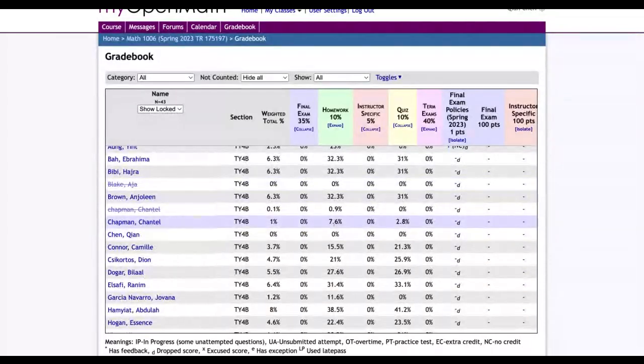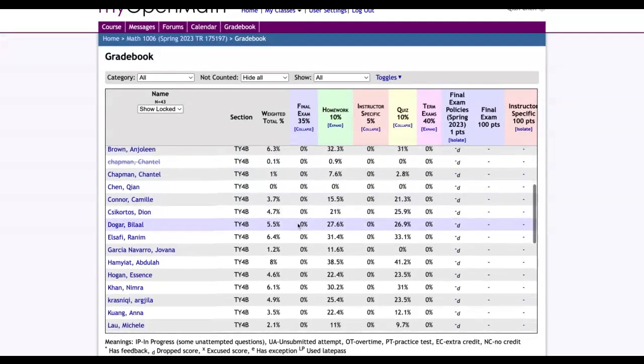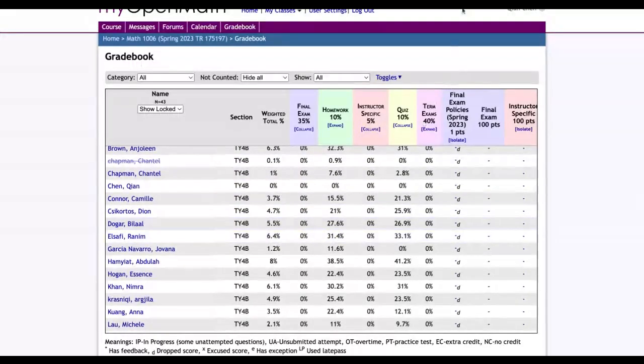Oh, Chantel, only 7.6%. You guys have to work a little bit harder on homework. Homework is super important because your quiz and your exam are all based on your homework. If you can do your homework, you can do the quiz, you can do the exam. All right. Camille, 15.5%. So you guys make sure you do your homework. I think the rest of you are fine. Randomly, 31.54. Great. You're on top of it.